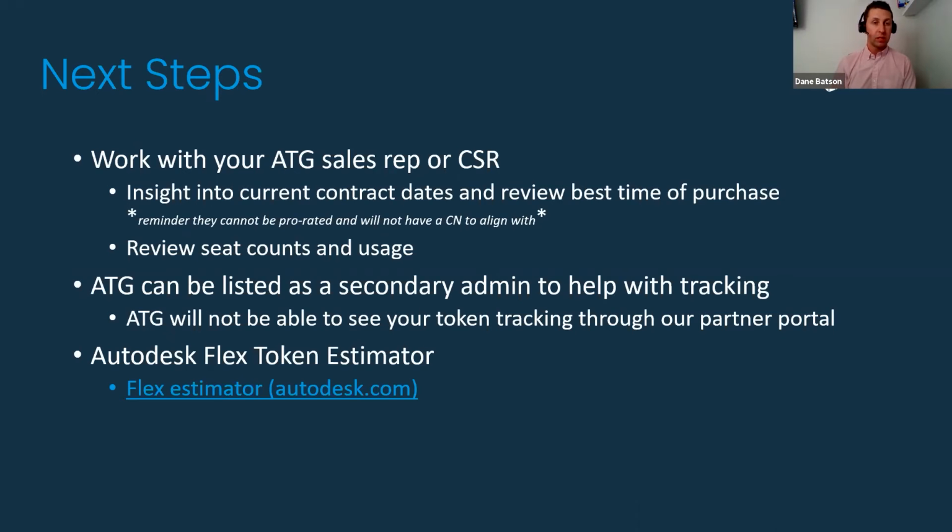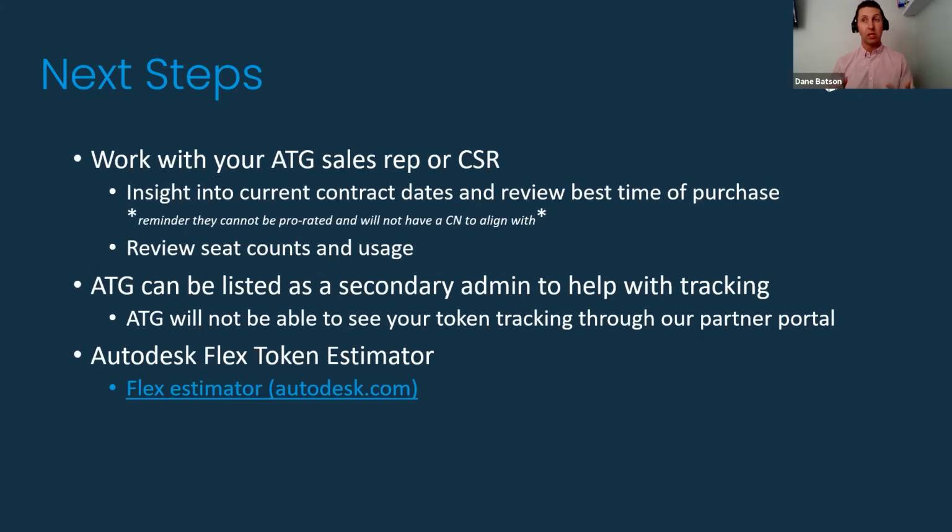Next steps would be obviously work with your ATG sales rep or CSR. Look into your current contract dates, insights, and look at seat counts and usage. Unfortunately, we cannot prorate flex licenses, flex tokens, sorry, to align with a certain date. So, we at ATG have tried over the past several years to make it as easy as possible to get renewals, new purchases aligned with a certain date so it's not confusing when it comes to dates and times. Flex does not give us that option. Flex is meant to be purchased as is at any time.